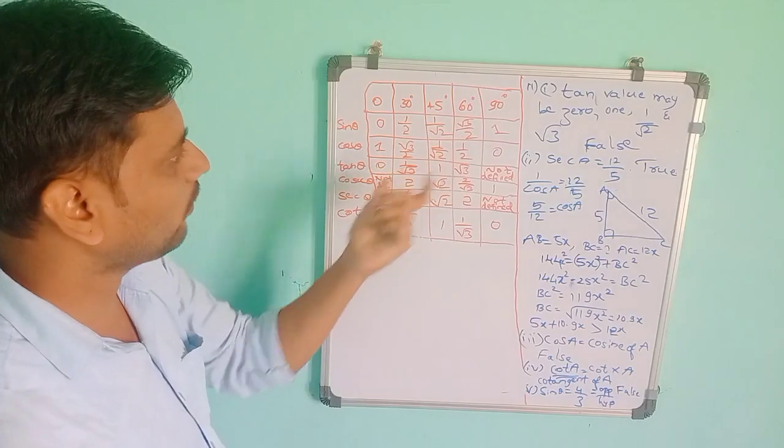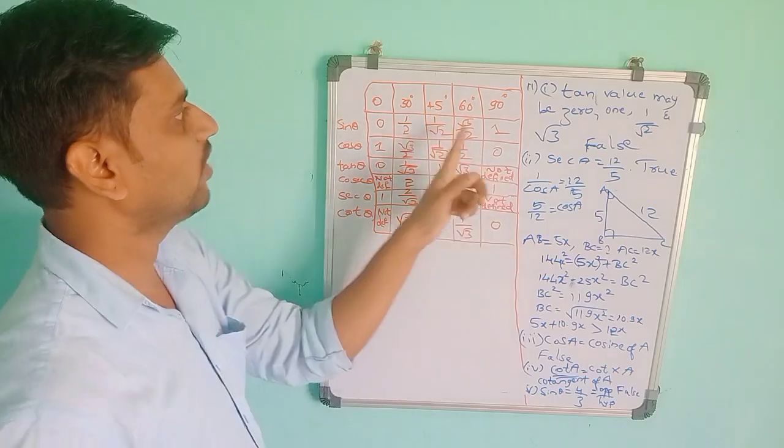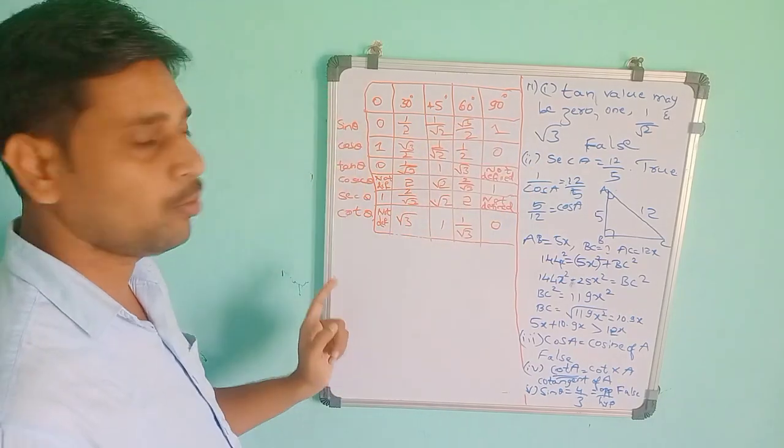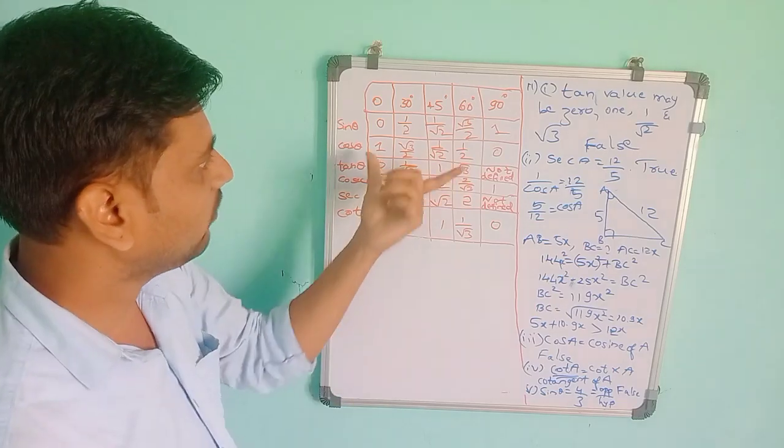Like that, these values are the standard formulas for sin 0, sin 30, sin 45, sin 60, sin 90. Like that, all trigonometric ratios, these values will be helpful for the problem. So you should add these formulas.